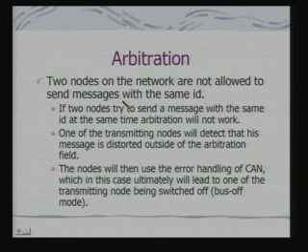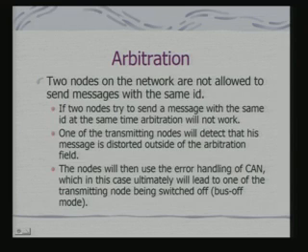Two nodes on the network are therefore not allowed to send messages with the same ID. This is another issue, because identifiers are not linked with the node; identifiers are linked with the meaning of the message. So, if two nodes try to use the same identifier value, there is a problem. The arbitration mechanism needs to address this problem as well.